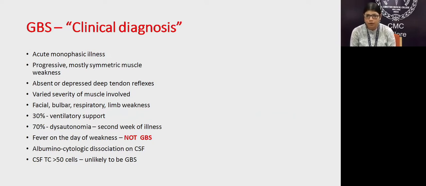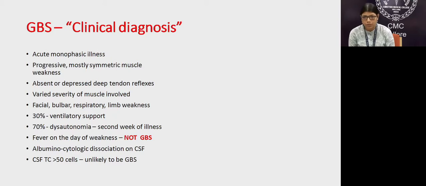Of all the GBS patients, up to 30% will require ventilatory support. And in the second week from the onset of the symptoms, 70% can have dysautonomia, such as severe tachycardia or severe bradycardia up to asystole, and can have sudden death also if not intensively monitored.